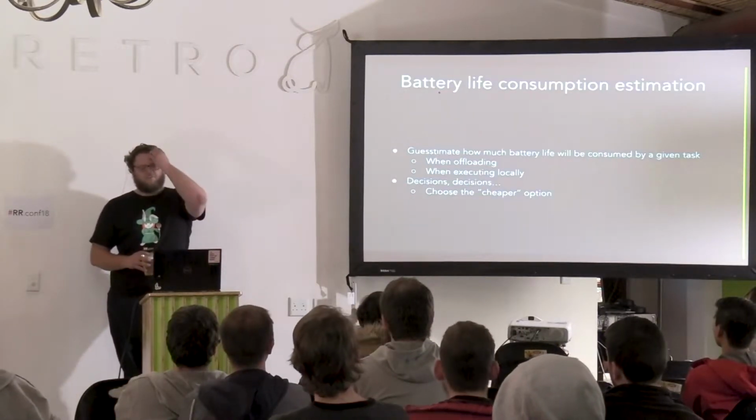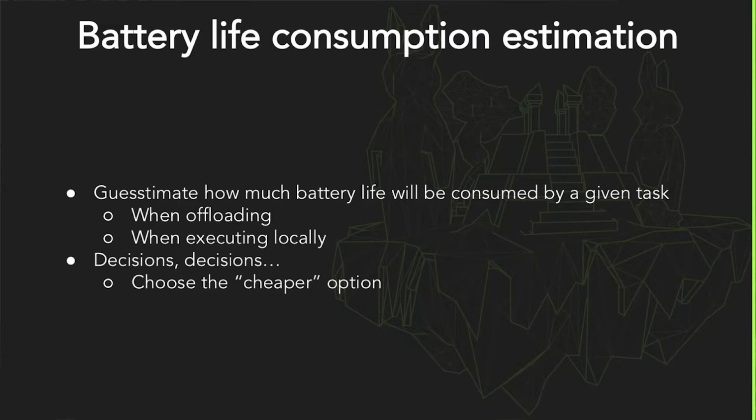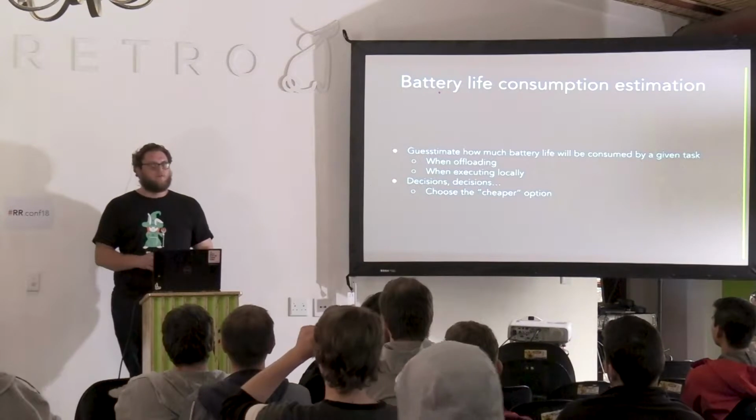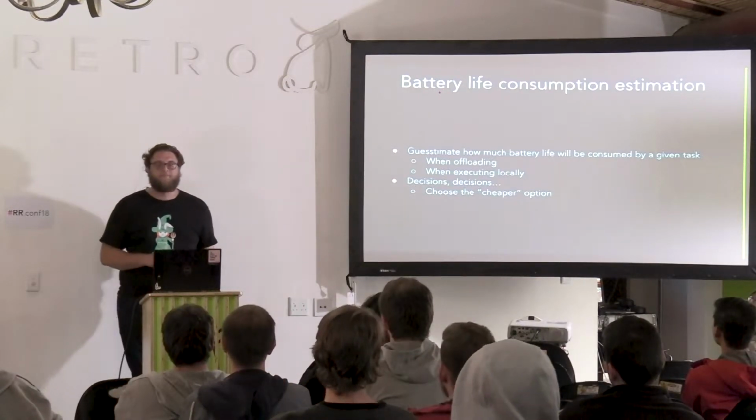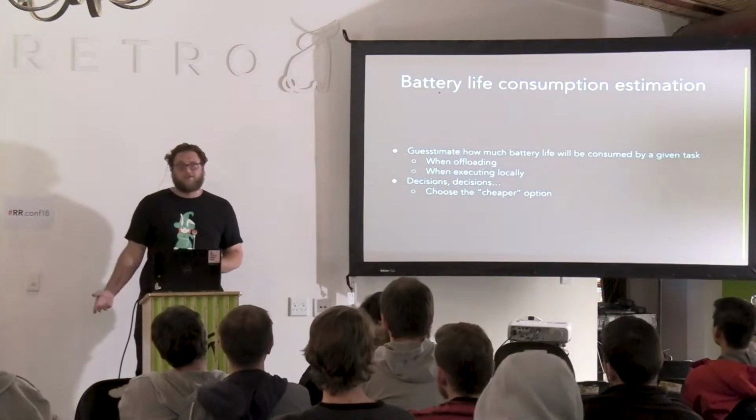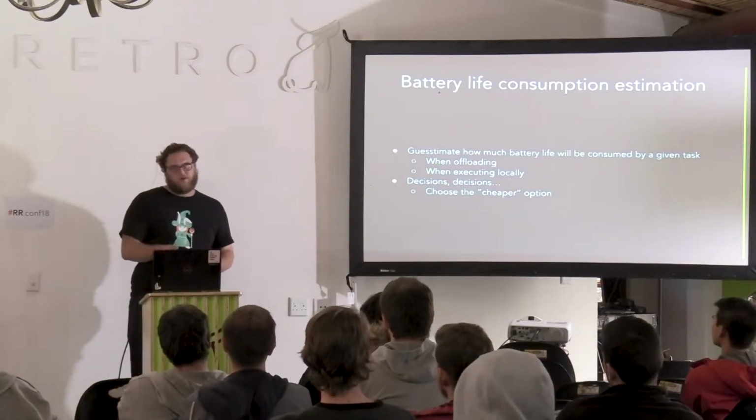Now, this battery life consumption estimation, very tired of this. I'm triggering myself by doing this. This is basically, you guess or estimate, I went for guesstimate, how much power a given task is going to take. Given the current network the phone is connected to, how much battery life will be consumed if I offload this? How much battery life will be consumed if I process this locally? And then you just pick the cheaper option. Again, pretty straightforward, makes sense. If you want to use less battery life, use less battery life.